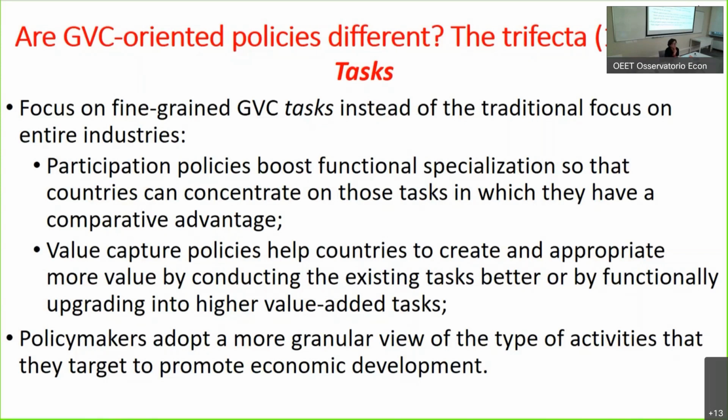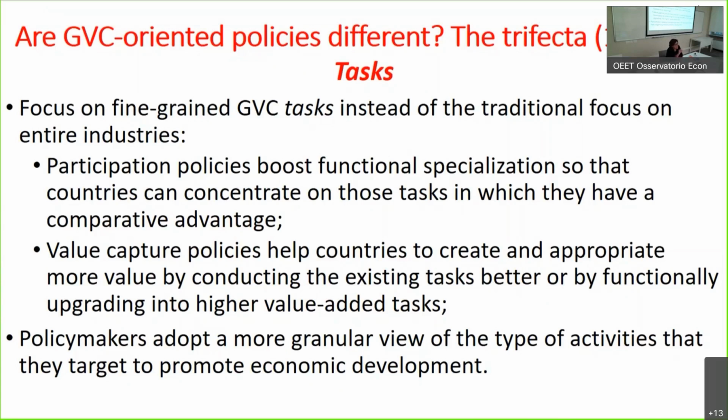So task, what does it mean? It means that, as we know, GVC policies are addressing tasks and not industries. So within GVC, policy should be addressing the capacity of firms and countries to build up capacity within specific tasks and not within more general industries. And what do I mean? I can try to explain to you, referring to different types of policies, such as participation policies.